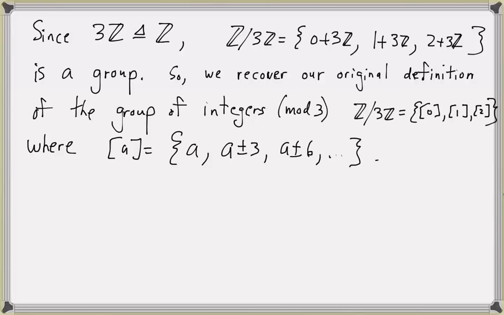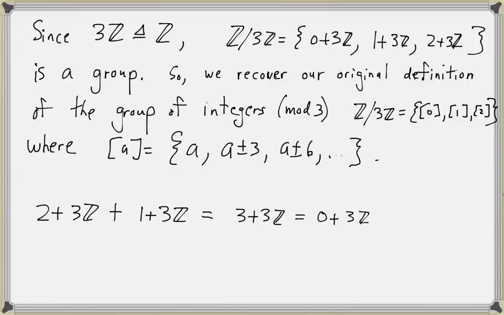To see an example of how we do addition in this new group Z mod 3, for example, if we wanted to add two elements of this group, so 2 plus 3Z plus 1 plus 3Z, then you'd add 2 plus 1, and this would give you 3 plus 3Z. Then you would reduce mod 3 to equal the element 0 plus 3Z. So this is an example of how you would add two elements of the group Z over 3Z.